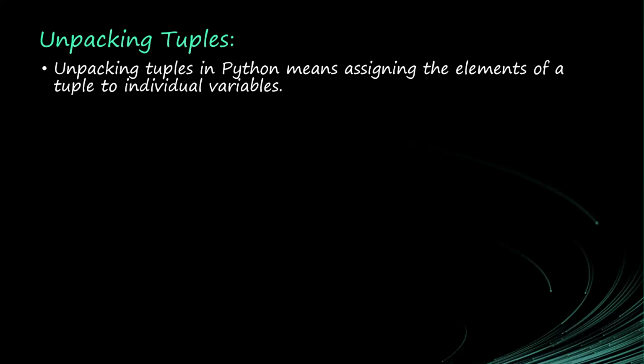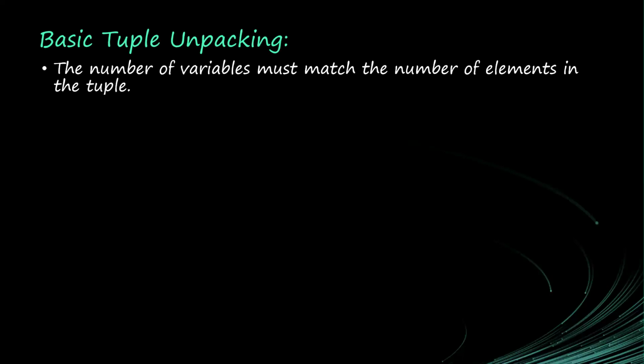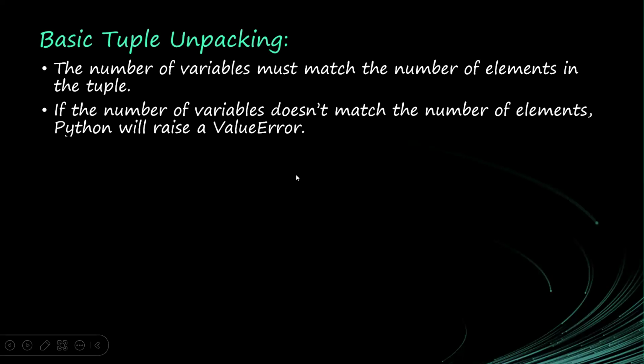Okay. So unpacking tuples. Now, this is where I'm going to explain more. Unpacking tuples in Python means assigning the elements of a tuple to individual variables. This is a quick and elegant way to extract values from a tuple. So, if you want to extract the different elements in a tuple, you can unpack them. Basic tuple unpacking: the number of variables must match the number of elements in the tuple. If it doesn't, Python will raise a ValueError.